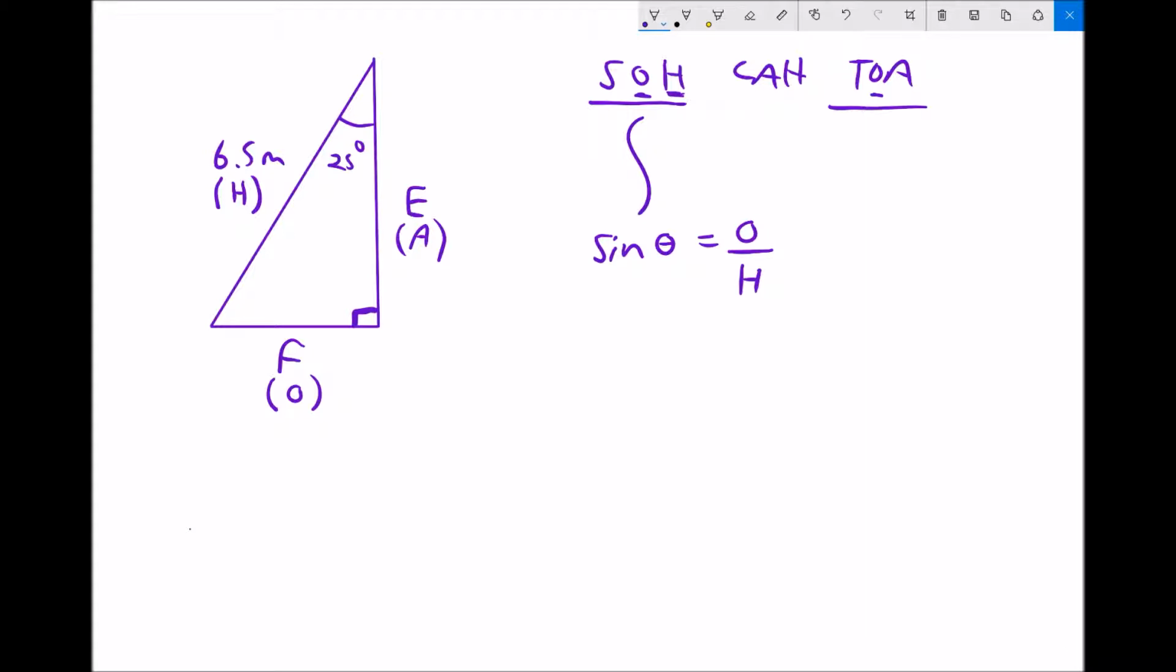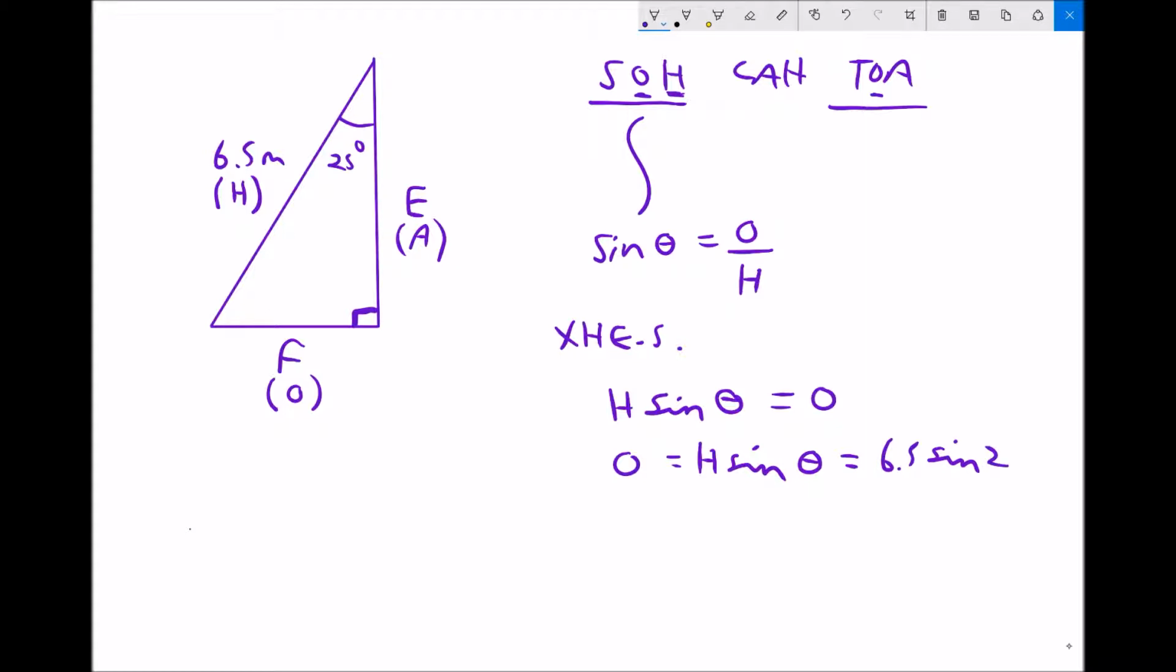Now I'm trying to find the length of the opposite side. Therefore, to get O on its own, I need to times by h each side of that equation. Because at the moment, I've got O over h, and I want O on its own. Well, when I times the left-hand side by h, I get h times sine theta, or it's also written as just h sine theta. And when I times the right-hand side by h, I'm just going to be left with O. Therefore, O equals h sine theta, which in this instance is 6.5 sine 25 degrees.